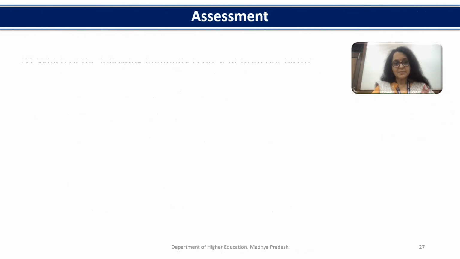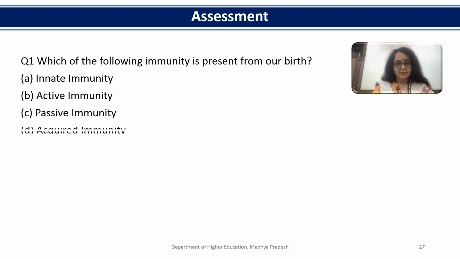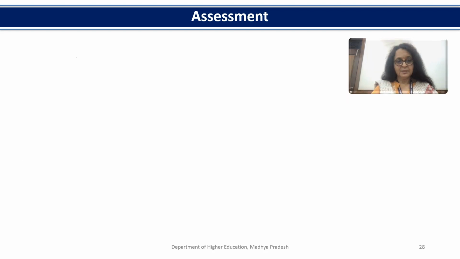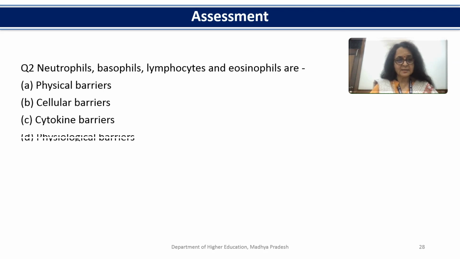For the self-assessment, I have taken a few questions. Which of the following immunity is present from our birth? The options are innate immunity, active immunity, passive immunity, acquired immunity, and the right answer is innate immunity. The second question: neutrophils, basophils, lymphocytes, and eosinophils are physical barriers, cellular barriers, cytokine barriers, physiological barriers, and the right answer is cellular barriers.